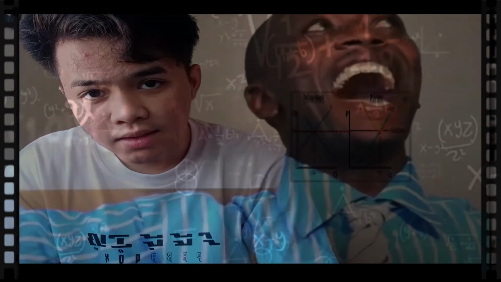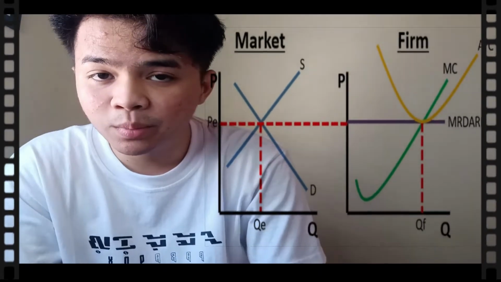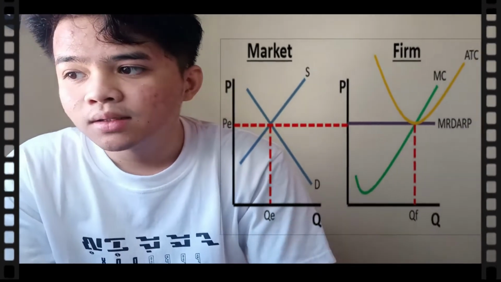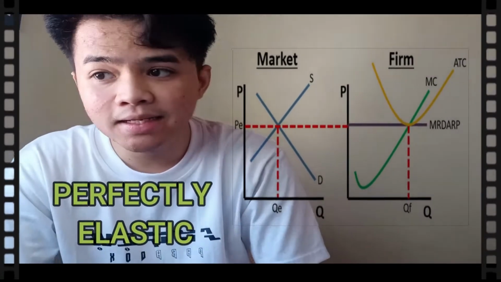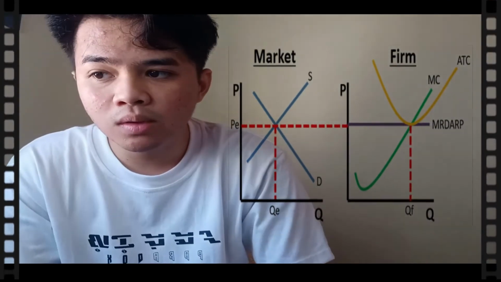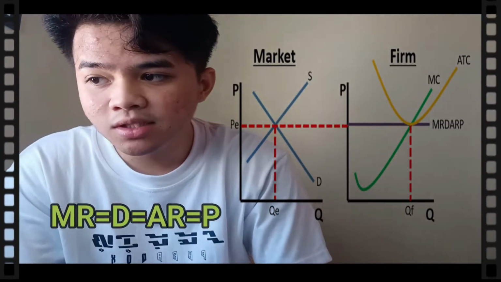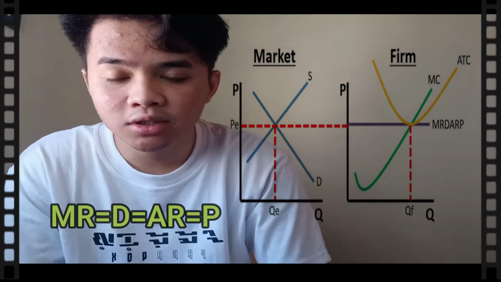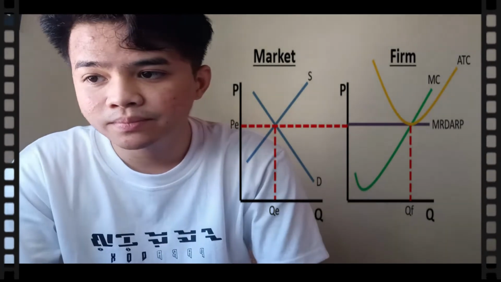This graph right here is an example of a certain company in perfect competition. The demand for this firm is horizontal, which means it is perfectly elastic. This horizontal demand curve is the demand, but is also equal to the marginal revenue. In other words, the marginal revenue is equal to the demand as well as the average revenue and the price, thus forming the formula right here.